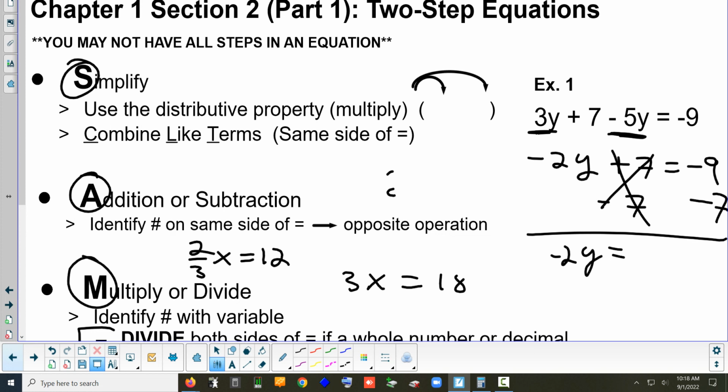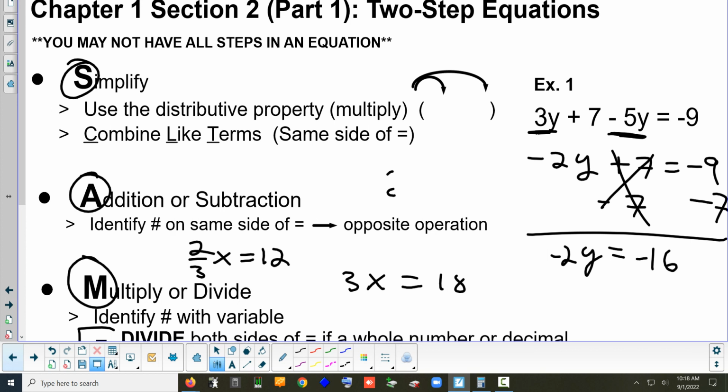And Sean? Negative 9 minus 7. Negative 16. Yeah, good job. Some people get a little tripped up with that. Perfect. Negative 9 minus 7, that's a negative 16. Okay, so we did addition or subtraction. Micah, what's my last step?